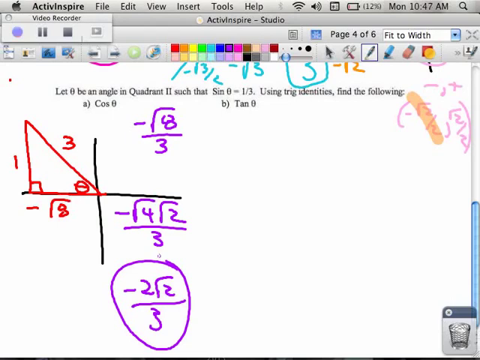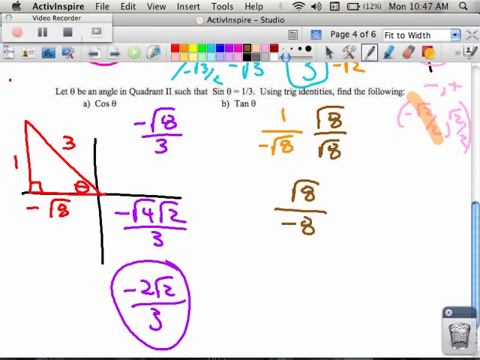Second one, tangent is the opposite over the hypotenuse. So that's 1 over negative radical 8. Ooh, can't have the radical 8 on the bottom. So I rationalize it by going radical 8 on the top, radical 8 on the bottom. My next step would be that I would have radical 8 on the top, and on the bottom I'd have negative 8. Can I have a radical in my answer if it can be simplified? No. So, my next step now is to go radical 4, radical 2, all over negative 8.